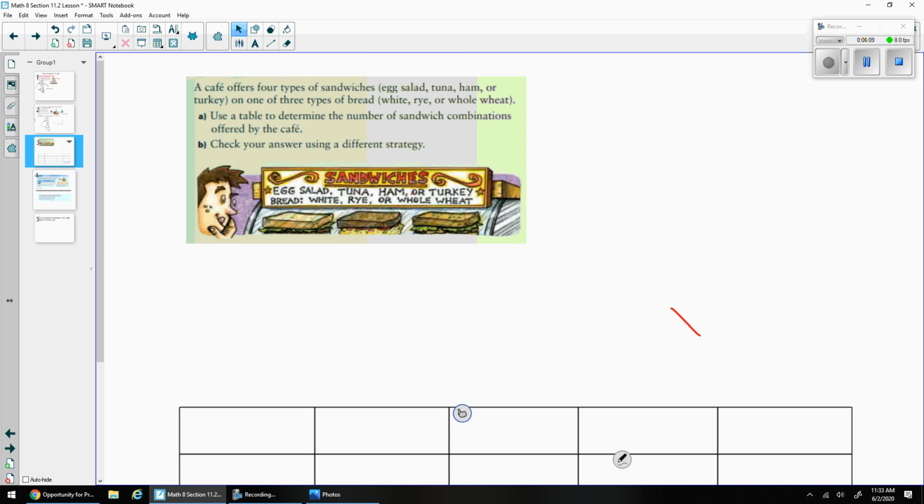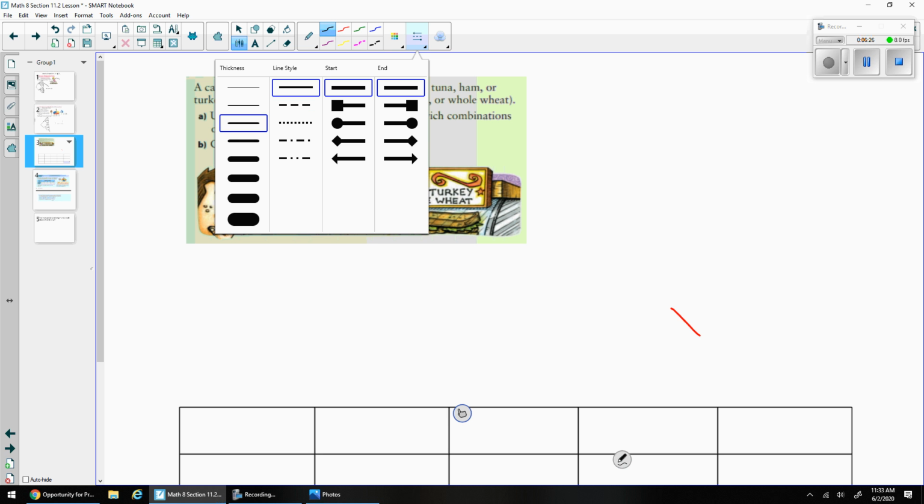So a cafe offers 4 types of sandwiches: egg salad, tuna, ham, or turkey, on one of 3 types of bread: white, rye, or whole. So use a table to determine the number of sandwich combinations offered by the cafe. So black.